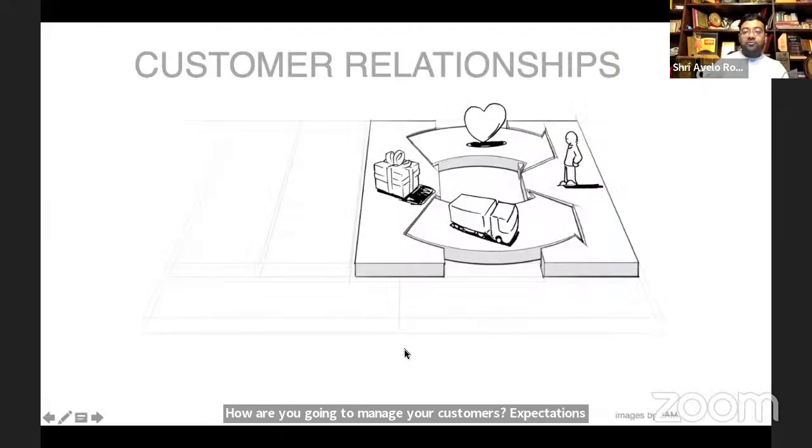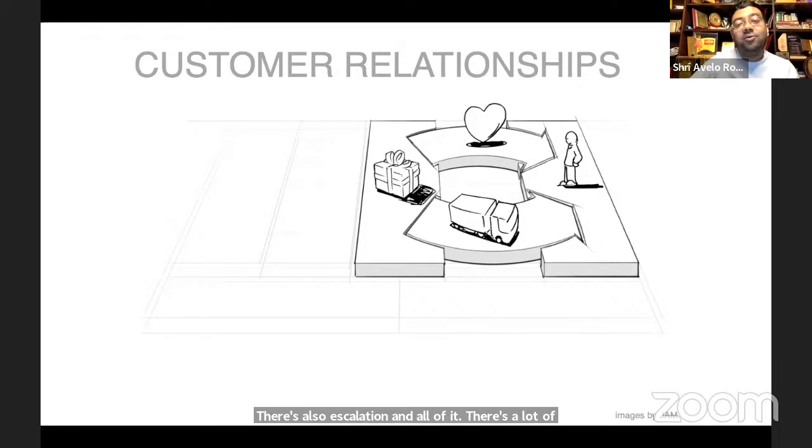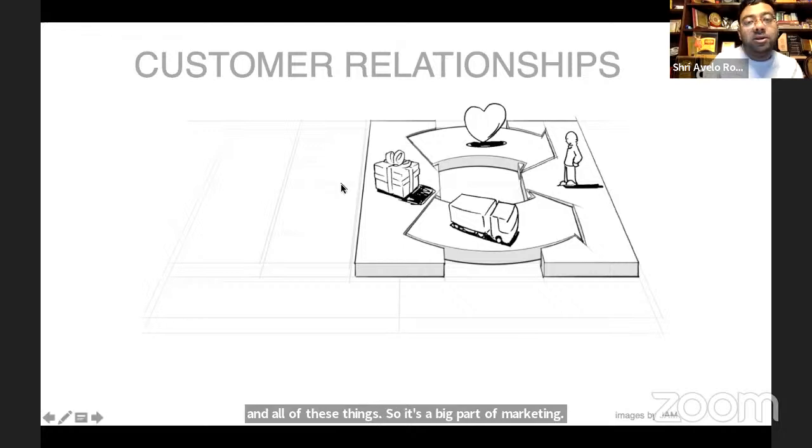Now, it's not just about telecalling and this and that, there's also escalation and all of that. There's a lot of things in customer care that I'm not getting into. There is software like Zendesk, where all these tickets come in and then you can track what the customers are saying, reviews and all of these things. So it's a big part of marketing. If people are happy with your customer care, they will come back to you. If they're not happy, they will tell everybody how awful you are, and bad reviews and you know what it is.